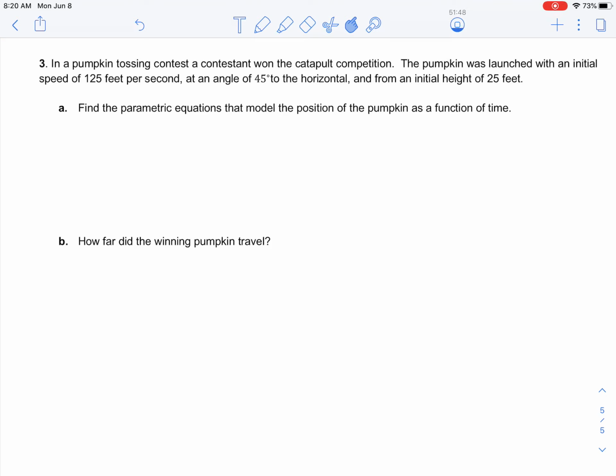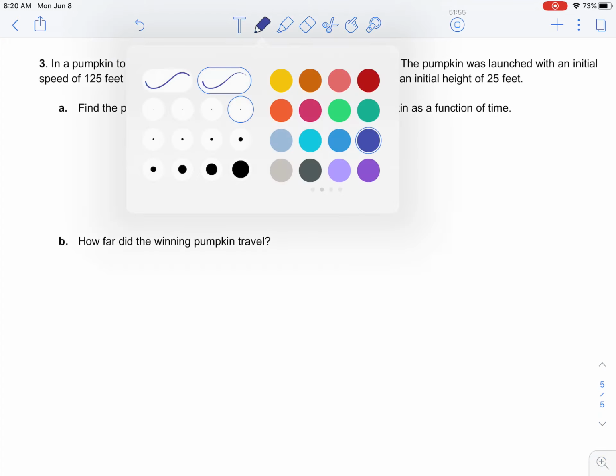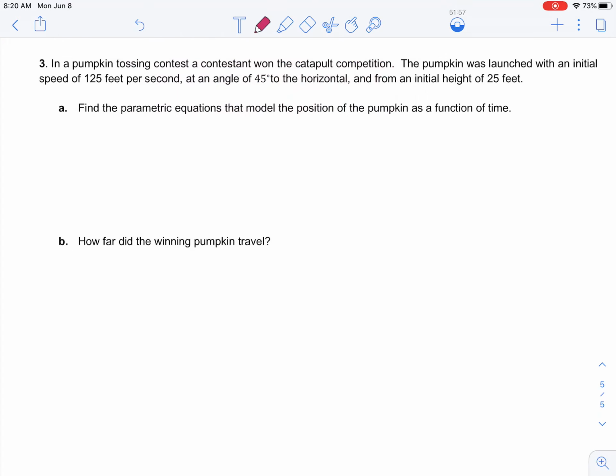We're looking at a pumpkin being tossed. This pumpkin was launched with an initial speed of 125 feet per second. So we have 125 feet per second representing our initial velocity. We have at an angle of 45 degrees to the horizontal, so that's our theta. And it was launched from an initial height, it looks like a catapult was used, of 25 feet. Okay? So we're asked to find the parametric equations that model the position of the pumpkin as a function of time.